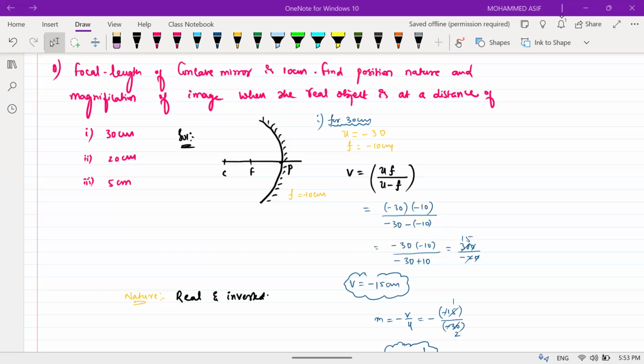Only one campus student has given me the answer. MLP Legends has given me the answer. Image is -20. Very good. What will the nature be? Check how much the magnification came out.